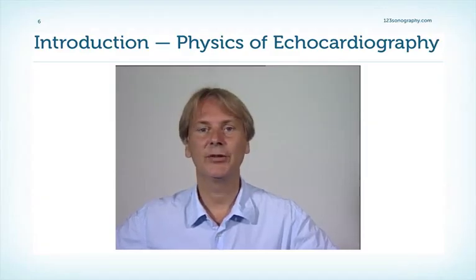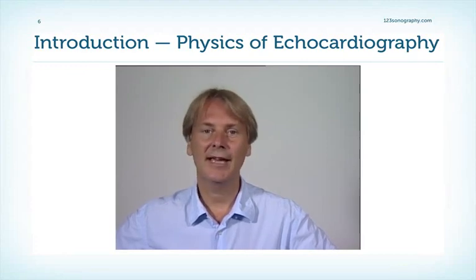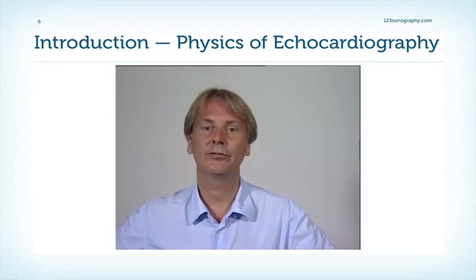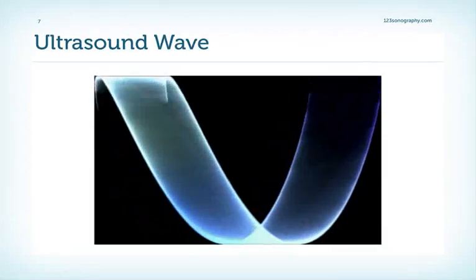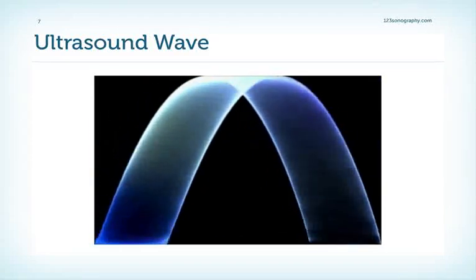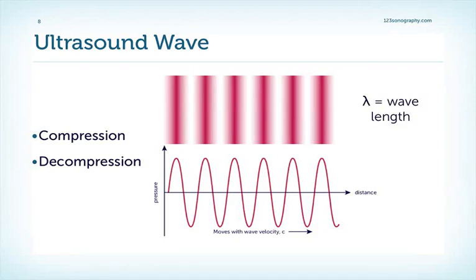So first we have to deal with the physics of ultrasound to understand how an ultrasound wave is generated, what the components of a wave are, and how it can help us to generate an ultrasound image. First I would like to describe what a sound wave, and in particular an ultrasound wave, actually is. Basically, what we have is regions of compression and decompression, which travel in tissue, for example.